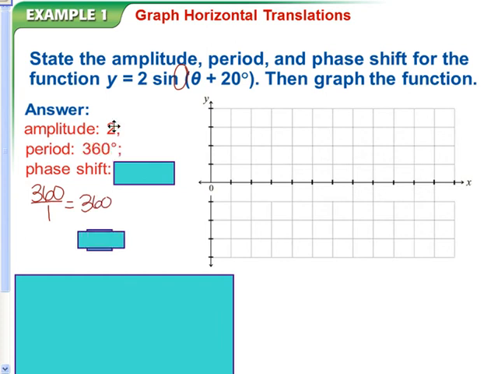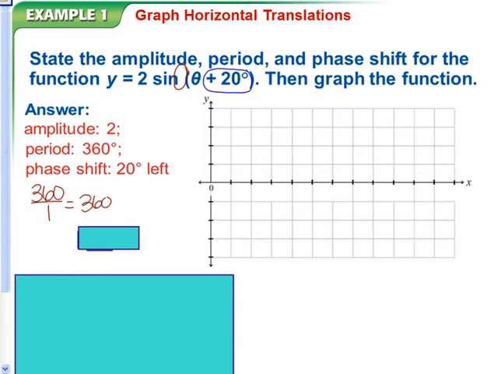Phase shift. It's got a plus 20 right here. So remember, it's opposite of what we think. So that means it's going to go to the left 20. So how are we going to draw this? First of all, we need to draw a regular sine graph, and then we'll use that to help us make our new sine graph.